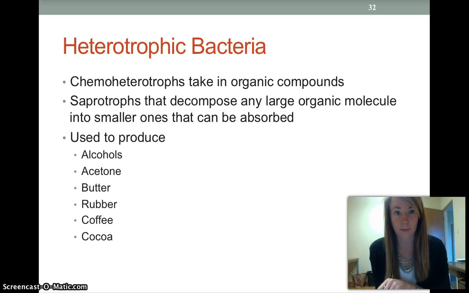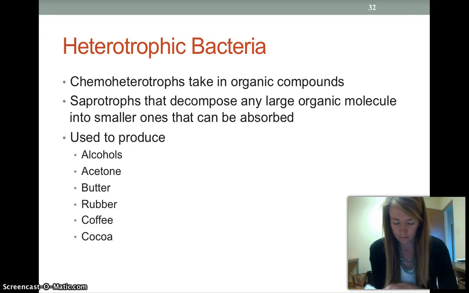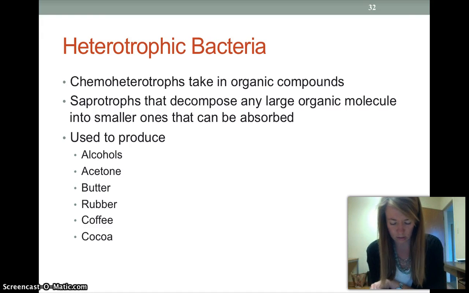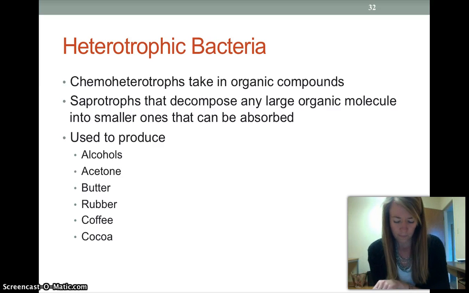Then we have heterotrophic bacteria. Think of how we're heterotrophs: they take in organic compounds. A lot of these are saprotrophs, which means that they decompose large organic molecules into smaller ones that they can then absorb. And we call these decomposers in ecosystems. And these, again, are very important in nutrient cycling and in ecosystems and everything like that.